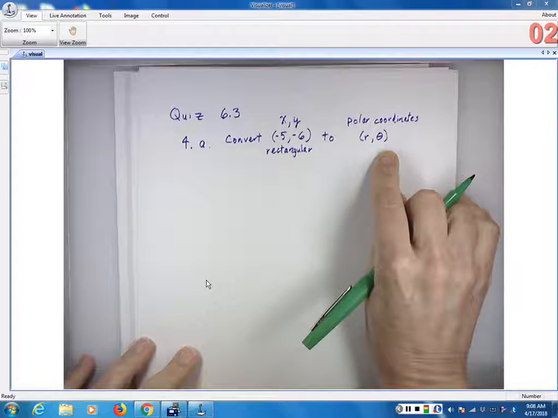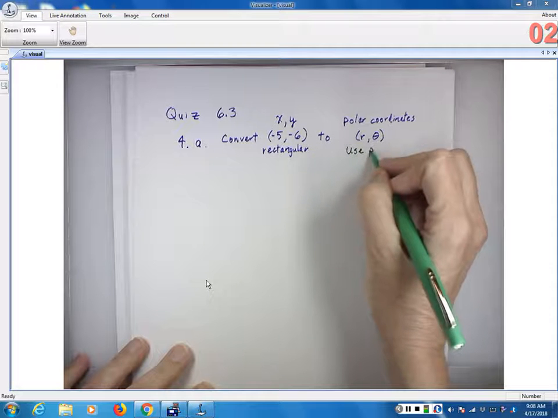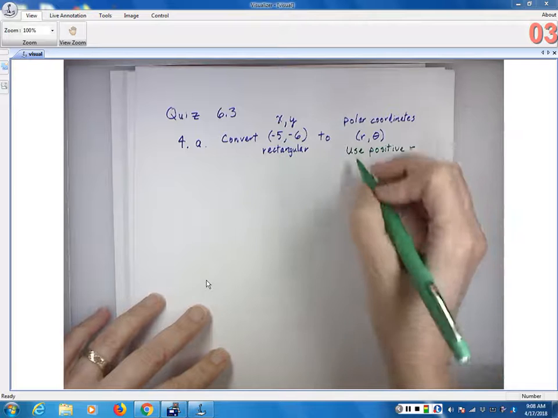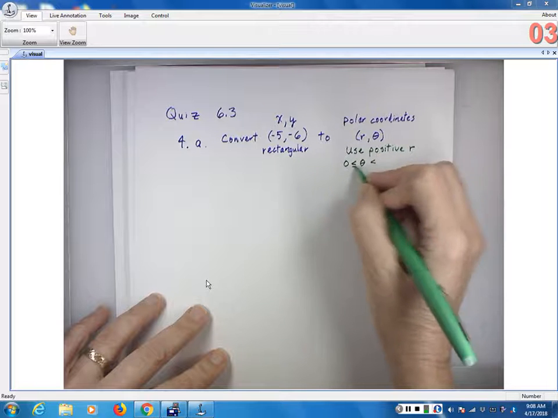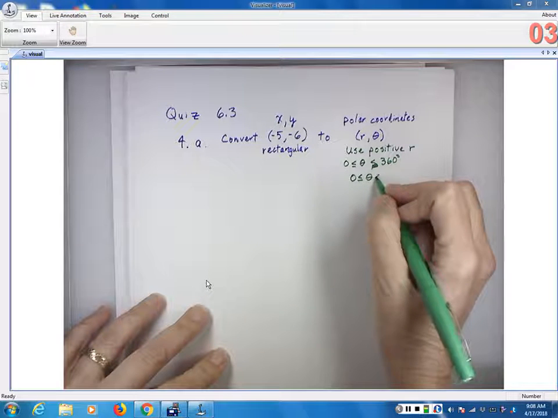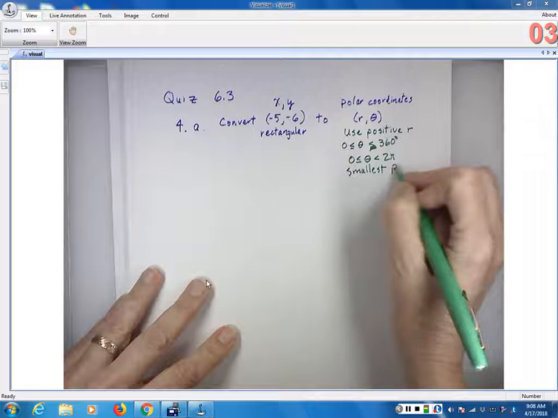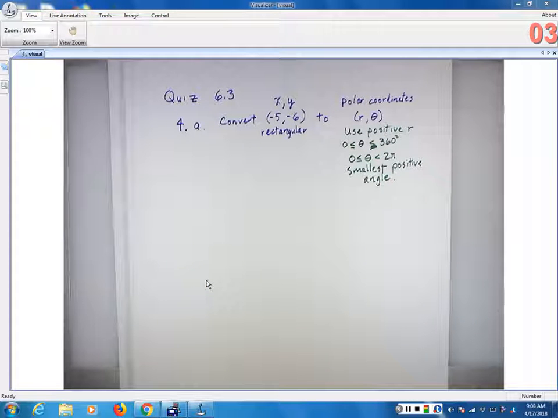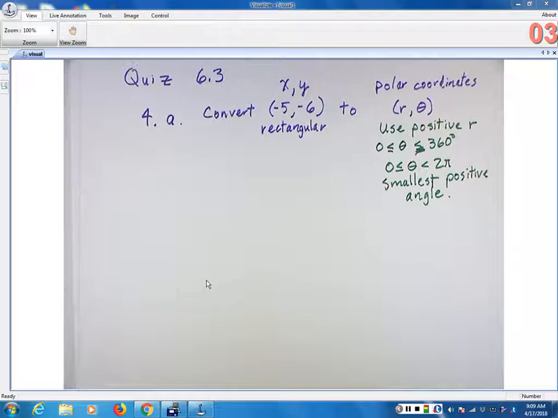Polar coordinates have multiple representations. So we decided, and this was in the notes, we're going to keep R positive, and theta will be between 0 and 360, well, just less than, or 0 and 2 pi. We said the smallest positive angle, since we have multiple representations.